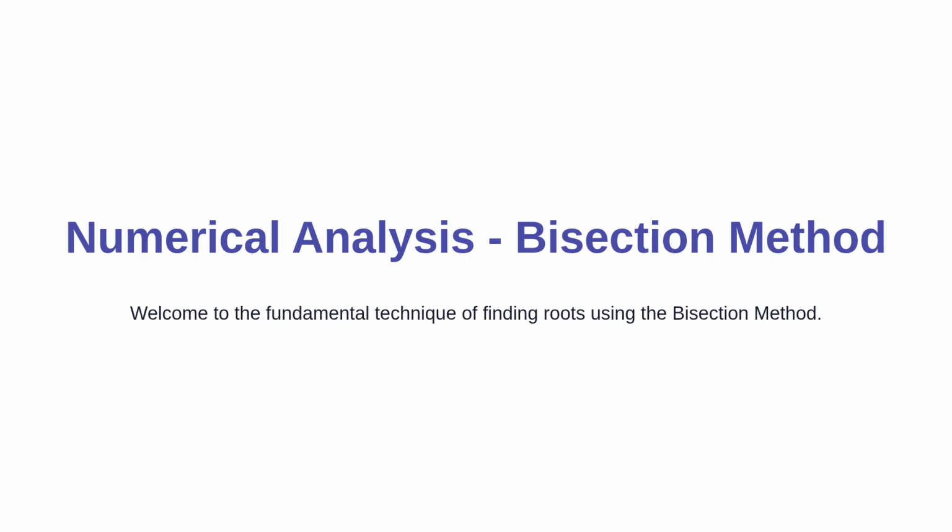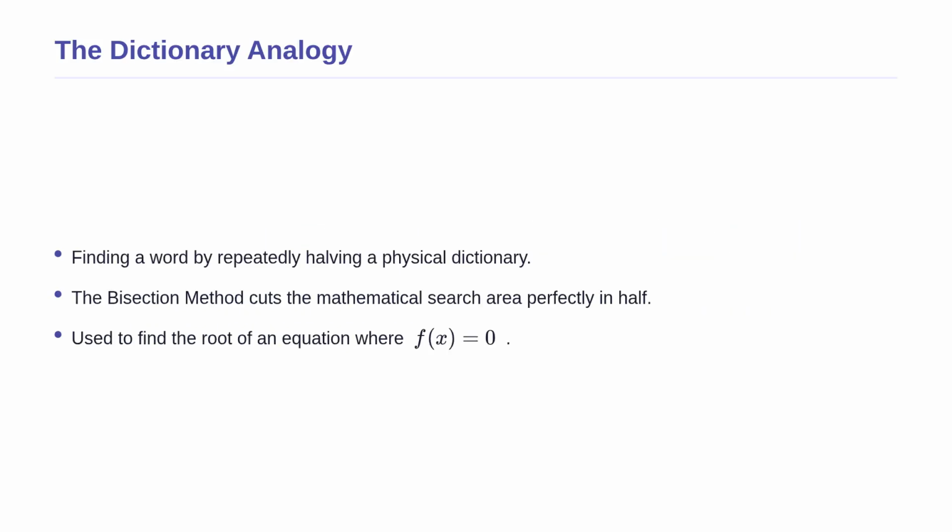Let us dive in. Now that we are ready to begin, let us think about how you find a word in a physical dictionary. You do not read page by page. You open the book in the middle, see if your word comes before or after, and discard the half you do not need. You repeat this until you find the word. The bisection method uses this exact same foolproof logic to find the root of a mathematical equation.